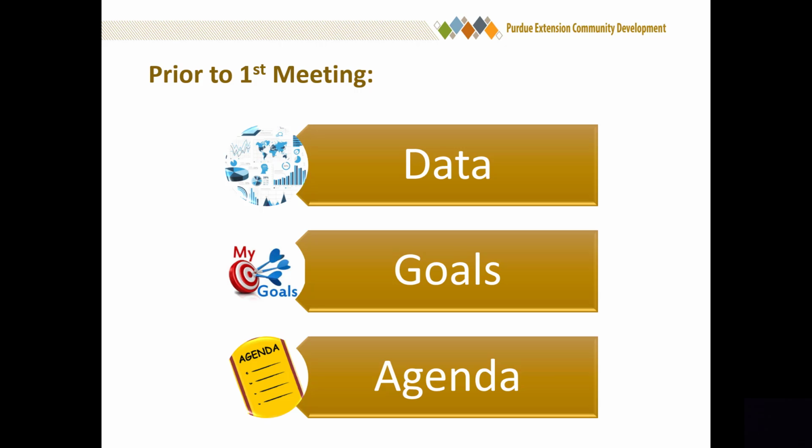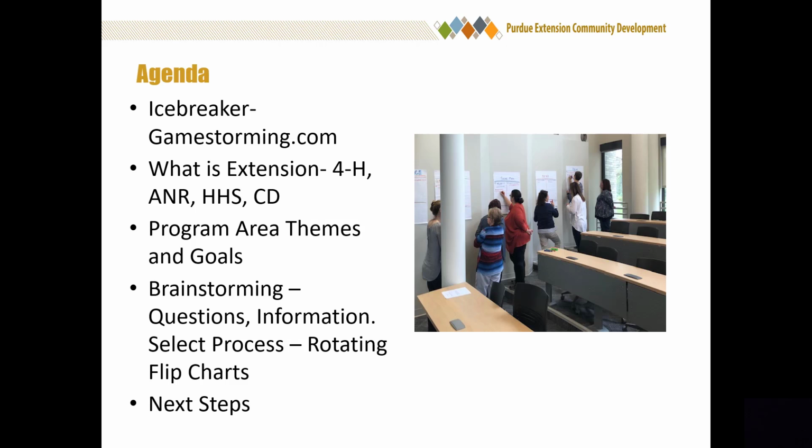Second, compile your goals, and hopefully the information and feedback your committee provides can help you shape some of your future objectives. Third, I like to have prepared prior to the meeting a well thought out agenda with time estimates included. My agenda items include an icebreaker, a view of what extension is in our different areas, 4-H, A&R, HHS, and CD, my program area themes and goals, a brainstorming exercise, and next steps.